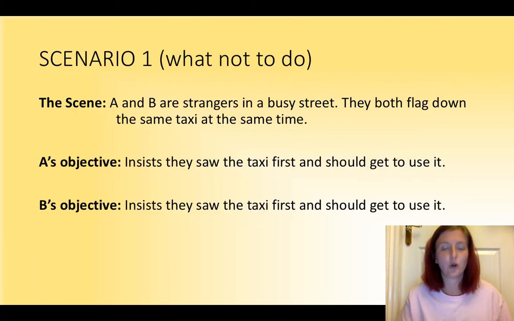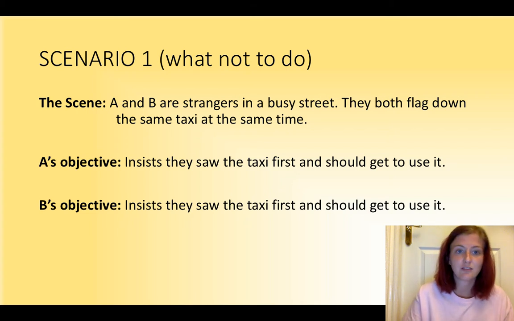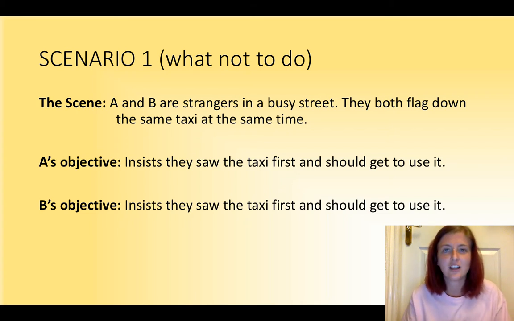So, scenario 1 is an example of what not to do. The scene: A and B are strangers in a busy street. They both flag down the same taxi at the same time. A's objective is to insist that they saw the taxi first and that they should get to use it. B's objective is the exact same, to insist that they saw the taxi first and that they should get to use it.